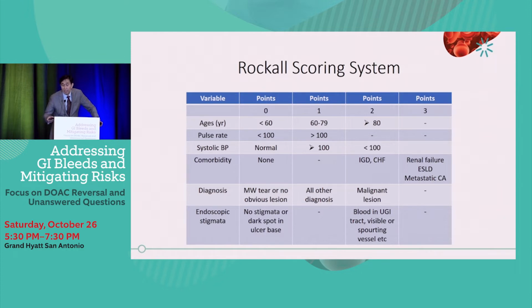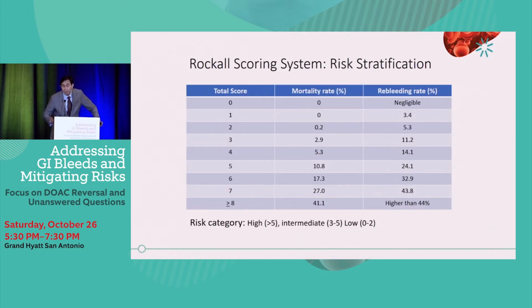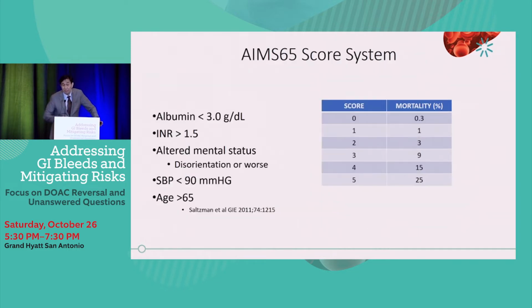And if you add them up and tally them up, you can have a pretty nice and validated risk in terms of mortality as well as rebleeding rate. So for example, as I mentioned, if the score is 5, your risk of mortality is now about 11%, whereas the risk of rebleeding is about 25%. So that is pretty helpful, except that it really is cumbersome and not many people can memorize that.